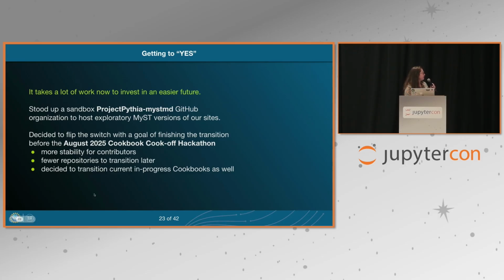And we decided to transition in-progress cookbooks. So there were several cookbooks that people have been working on that aren't published because for whatever reason, maybe the data access isn't quite there. We try to help shepherd people along the way, but we wanted to make sure that those cookbooks were also transitioned, so if people came to the hackathon to continue progress on an existing one, they were on the same playing field as everybody else.